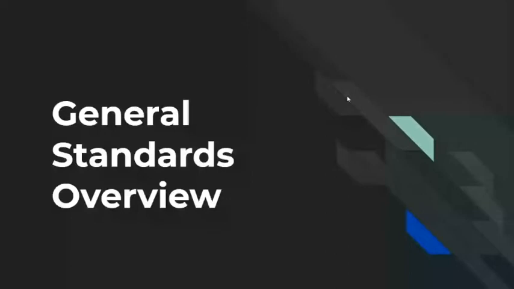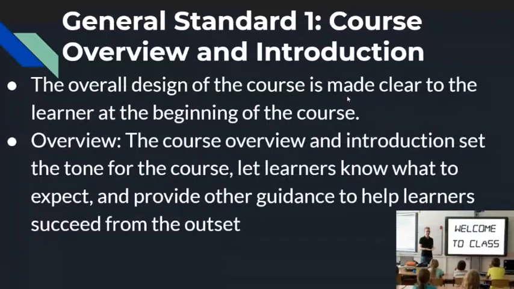So now let's take a look at the general standards overview. We're going to go a little deeper and kind of explain what each of the eight standards are and give you a little bit more information. So we'll start with the first one, course overview and introduction. The overall design of the course is made clear to the learner at the beginning of the course. The course overview and introduction set the tone for the course, let learners know what to expect, and provide other guidance to help learners succeed from the outset.